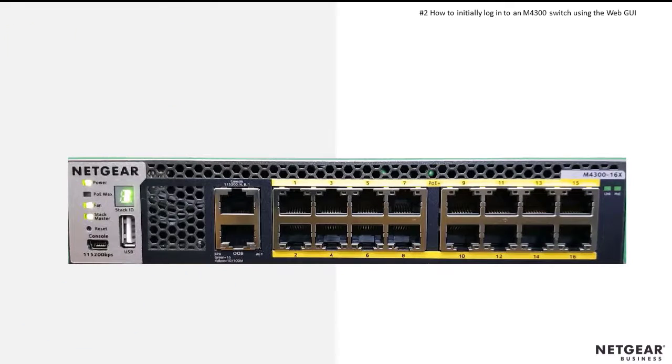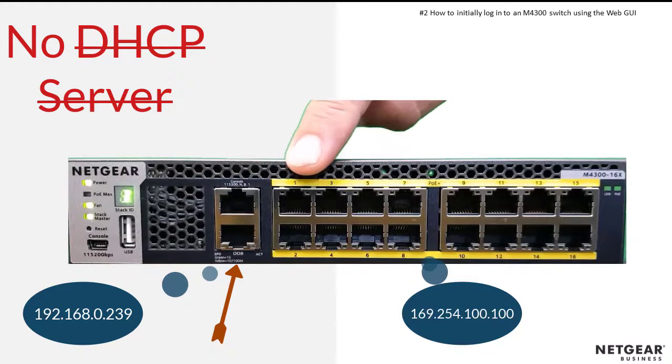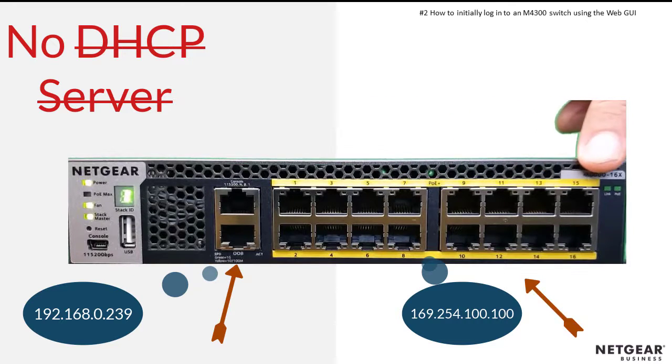If you don't have a DHCP server on your network, then the out-of-band service port defaults on 192.168.0.239, when the in-band management VLAN IP address defaults on 169.254.100.100. Let's go with an Ethernet in-band network port this time.